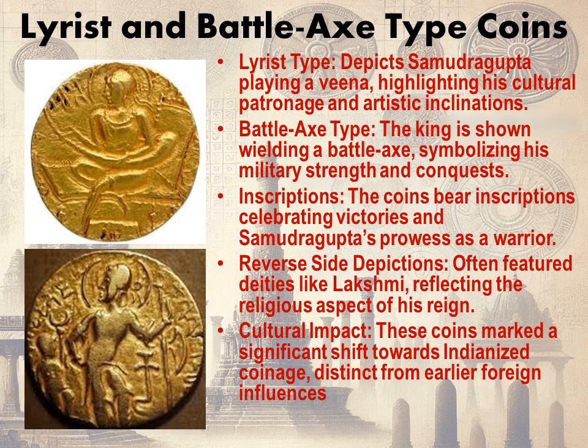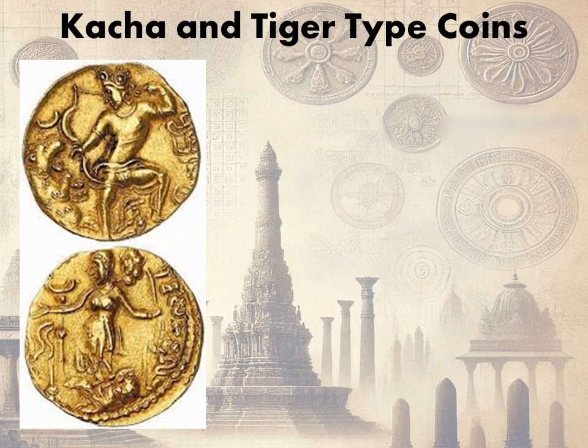These coins marked a significant shift towards Indianized coinage, distinct from earlier foreign influences. So, this was one of the times when Indian coinage received a boost and is very much distinct from the foreign influences. So, this is a totally indigenous form of numismatic depiction during ancient Indian history. So, kacha and tiger type coins.